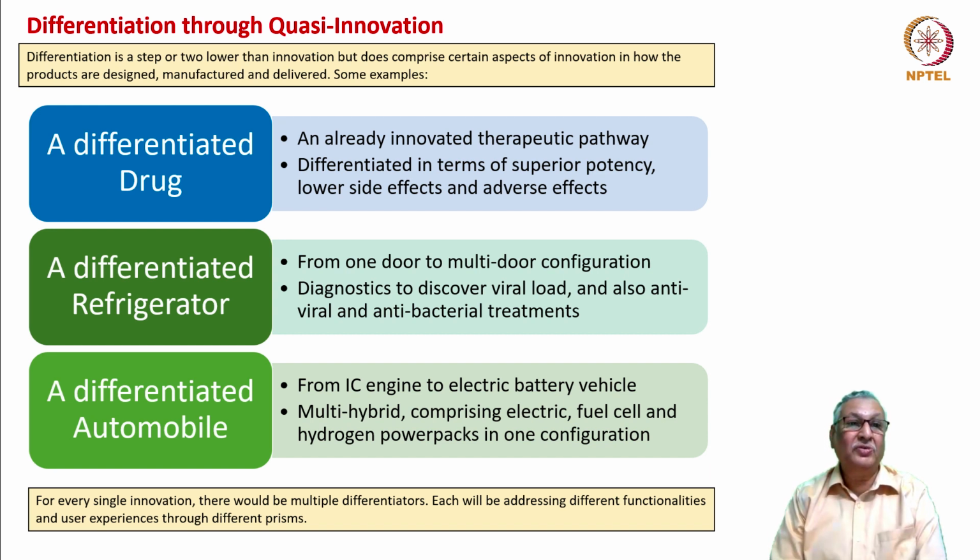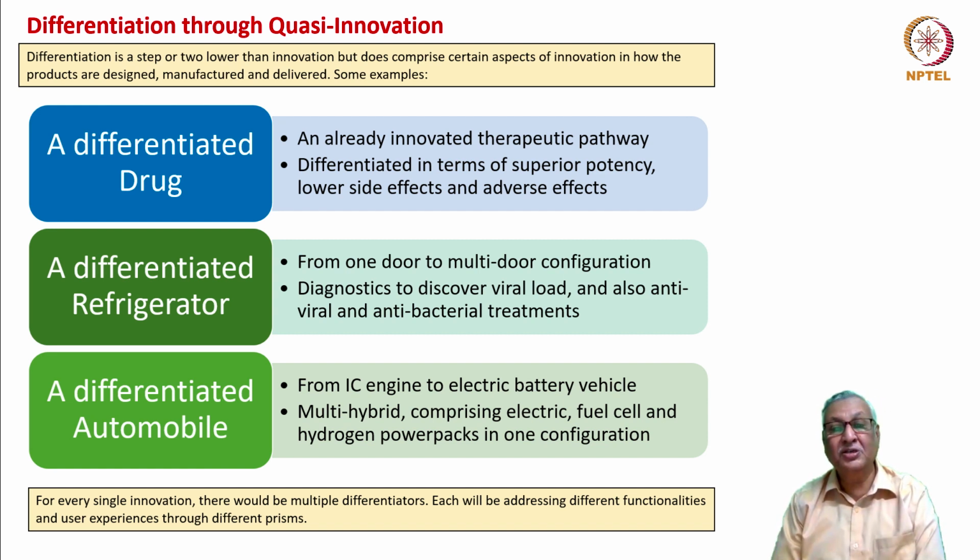You can also do quasi-innovation. Just as quasi-integration is possible in the integration value chain, you can also do quasi-innovation. It may be a step or two lower than innovation, but it is very good differentiation. There could be certain aspects of an innovated product that could be redesigned or manufactured and delivered better. Example, a differentiated drug. An already innovated therapeutic pathway exists, but it can be differentiated in terms of superior potency of the medicine, lower side effects, that is, lower adverse effects. That is possible. So an innovative product is differentiated further.